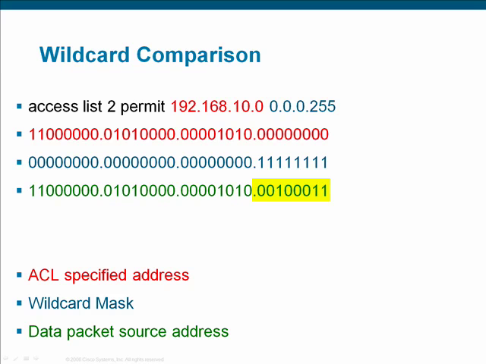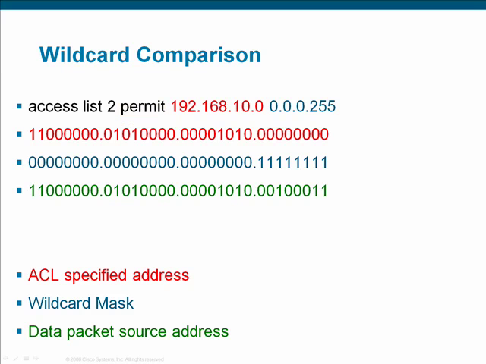As for the final 8 bits of the source address, they can be anything because the wildcard bit values for those bit positions are 1s, which means those bit positions can be ignored. So what we have here is a data packet whose source address matches the address specified in the ACL. Therefore, the ACL will perform a permit action on this packet.